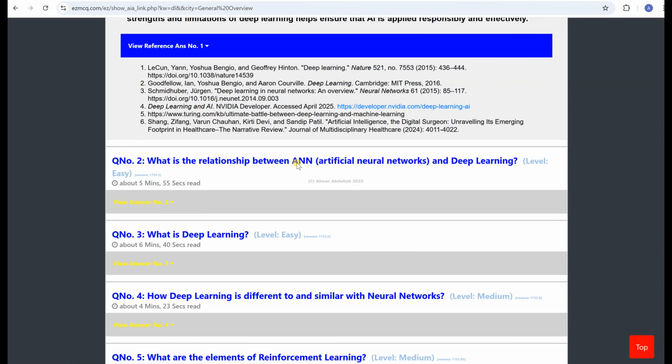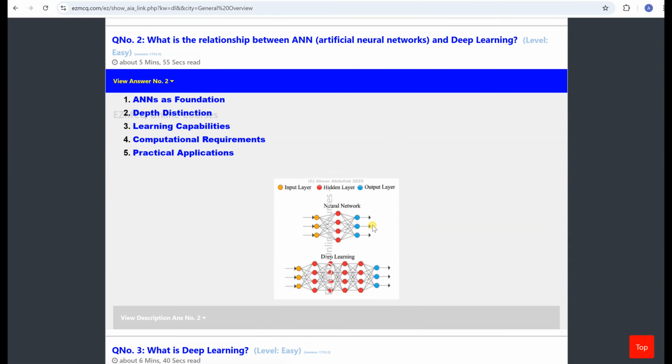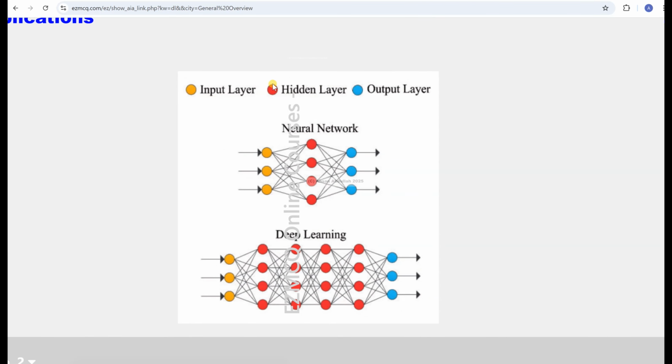What is the relationship between artificial neural networks and deep learning? This diagram kind of explains what we'll be covering. Artificial neural networks are used as the foundation. What is meant by foundation? They are the basic building blocks of deep learning. Deep learning extends artificial neural networks by adding more layers. So we have artificial neural networks and we have deep learning, and more layers are added.